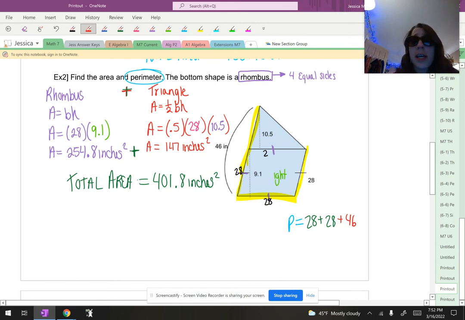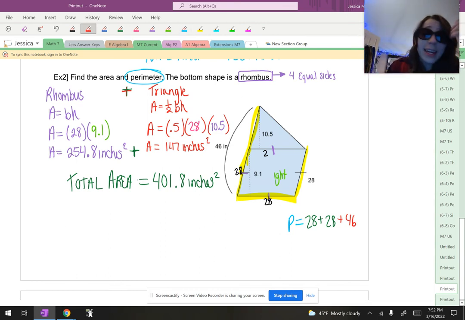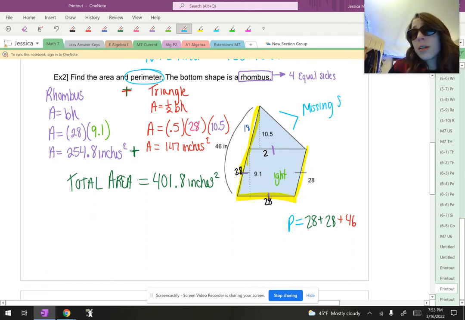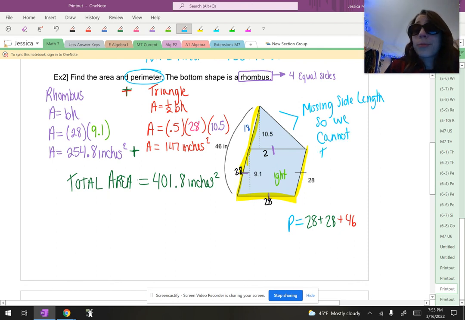Huh, what are we noticing is happening here? I cannot find this perimeter. I've got that 28. I've got that 28. I've got my entire 46. Well, we could figure out 46 minus 28 would make that 18. But either way, still 46. Either way, still can't find this perimeter because I'm missing this side length. I'm missing that side length. So we cannot find the perimeter. Trick question.